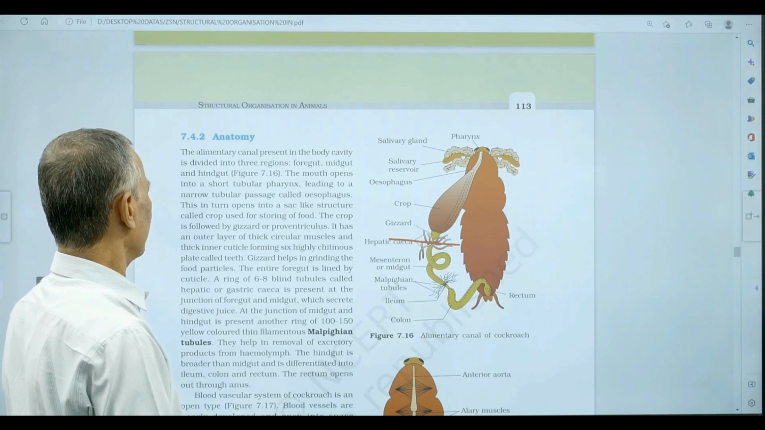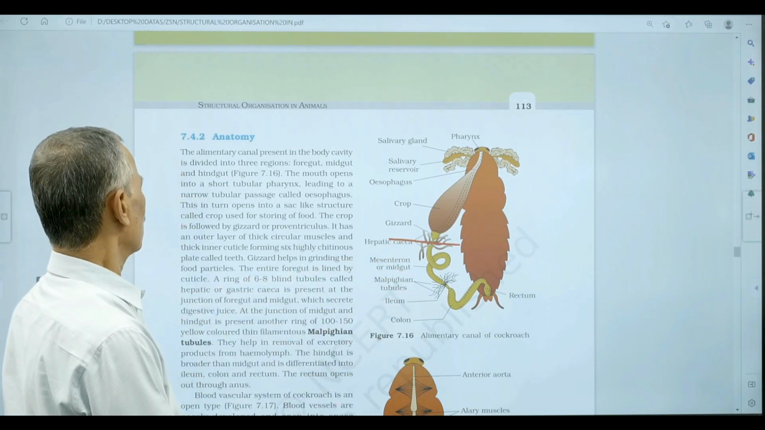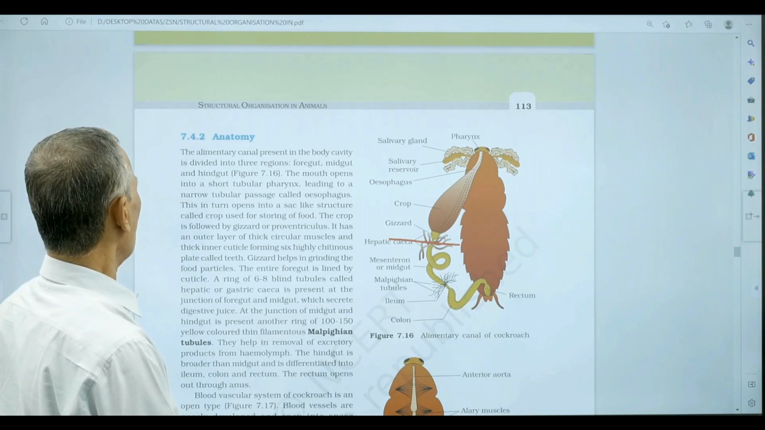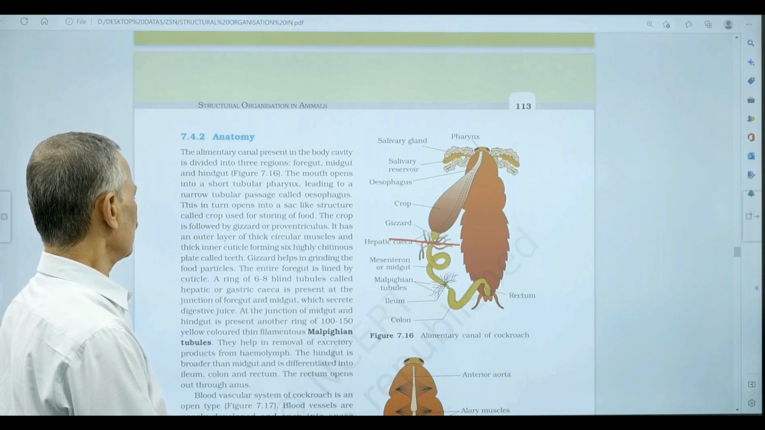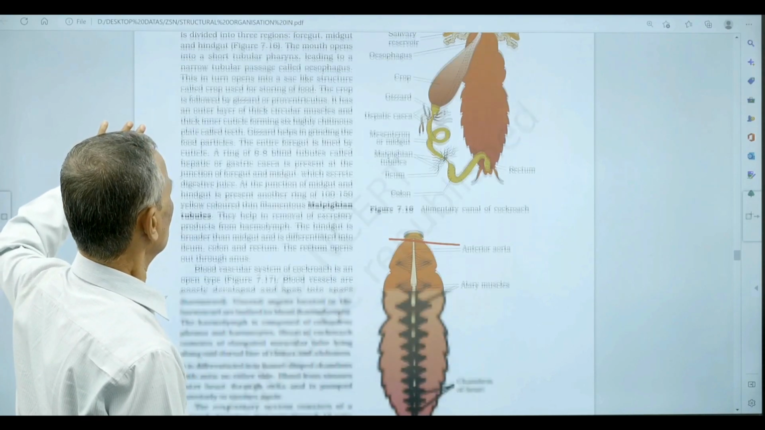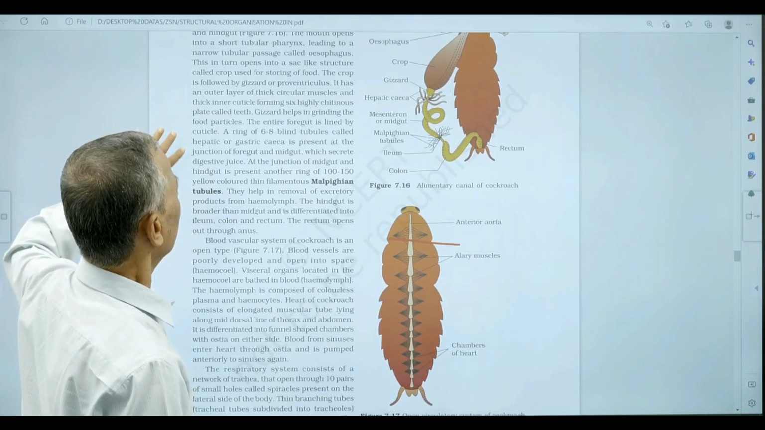Okay. And a ring of 6 to 8 finger-like tubules called the hepatic caeca or gastric caeca is present at the junction, which produces the digestive enzymes. It is like our liver, so it's called hepatic.